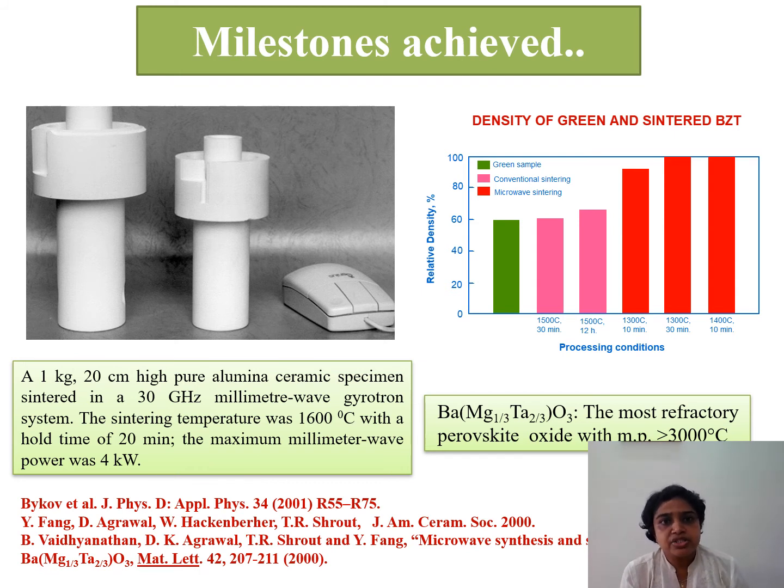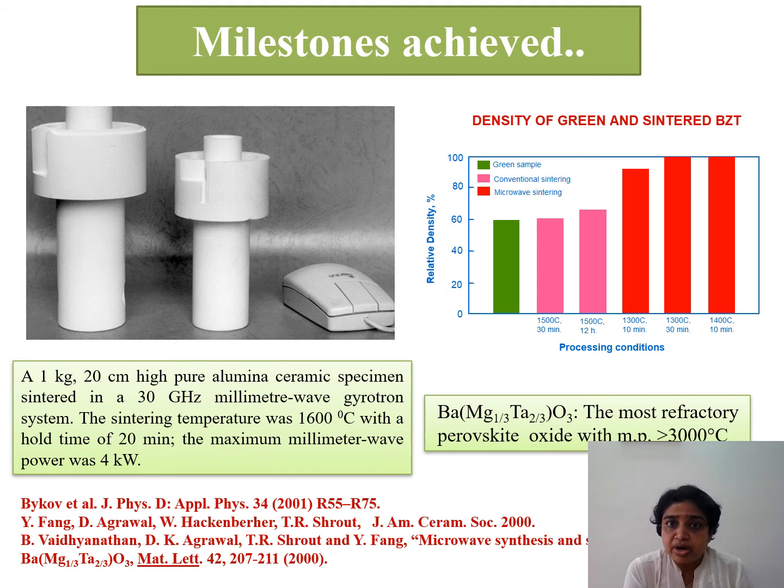Here in the picture shown at the upper left corner, there is a 1 kg, 20 centimeter high pure alumina ceramic specimen which is sintered in a 30 gigahertz gyrotron system. The sintering temperature was 1600 degrees centigrade with a hold time of just 20 minutes, and power was kept at 4 kilowatt. So this sintered to very good density. This is again from the lab of Dr. Agrawal from Pennsylvania State University.